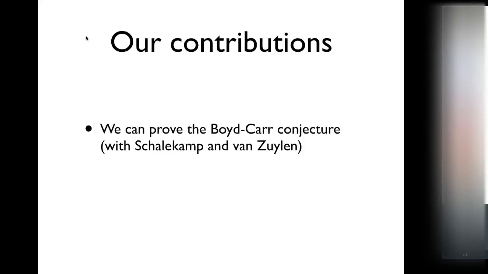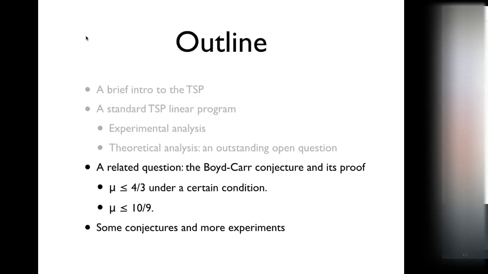And the thing that I'm going to sketch in the next 10, 15 minutes is why the Boyd-Carr conjecture is true. So we can prove that in fact that gap has to be at its lower bound. That gap is at worst 10/9. So what I'm going to do is show you 2 different things quickly. One is a sort of combinatorial proof that the gap is at most 4/3 if a certain condition is met. And then how did we end up proving that the gap is at most 10/9? And then we'll get to the section that gives us some more conjectures and some experimental directions to try.